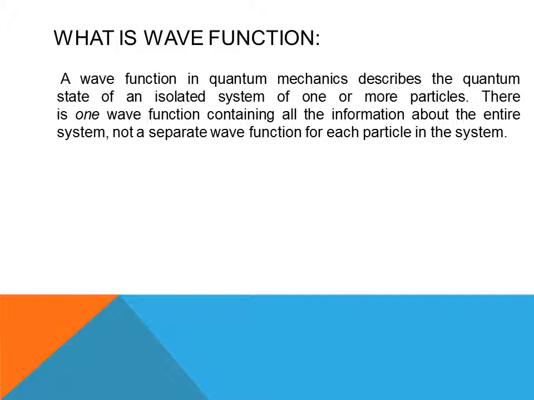What is a wave function? A wave function in quantum mechanics describes the quantum state of an isolated system of one or more particles. There is one wave function containing all the information about the entire system, not a separate wave function for each particle in the system. Its interpretation is that of a probability amplitude. Quantities associated with measurements, such as the average momentum of a particle, can be derived from the wave function.